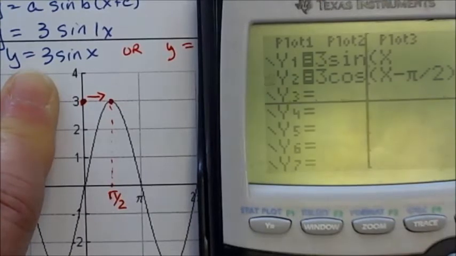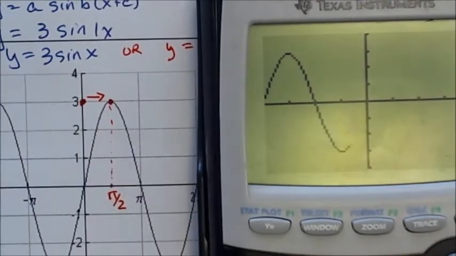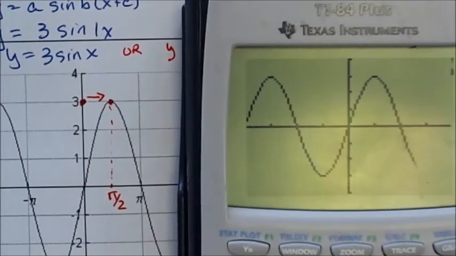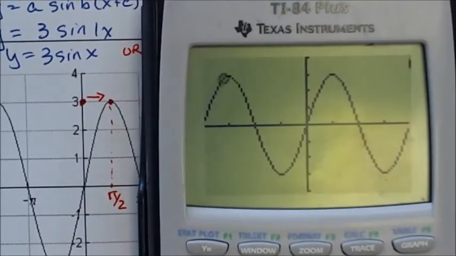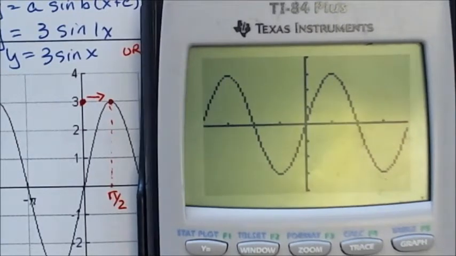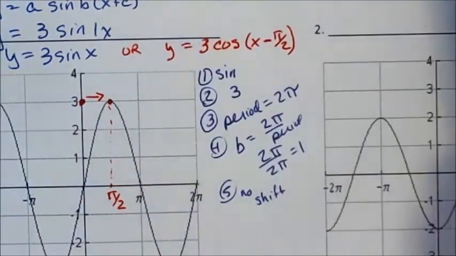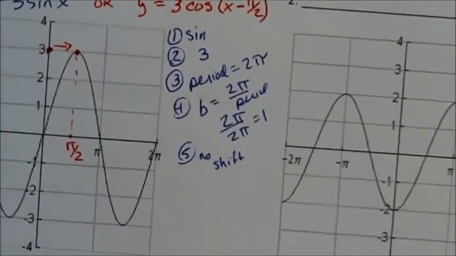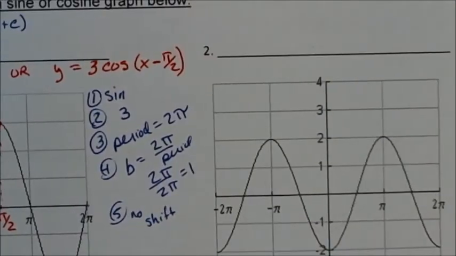And now press graph. Here's my original, y equals 3 sine x. And now there you see that the cosine is following right along it, right on top of it. So the two equations, two graphs coincide. It's a means of checking using the calculator. Okay, next for number 2.